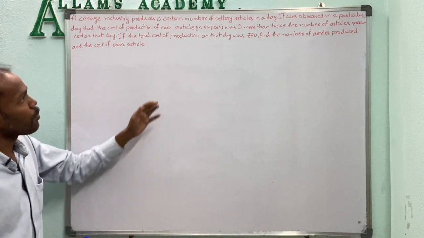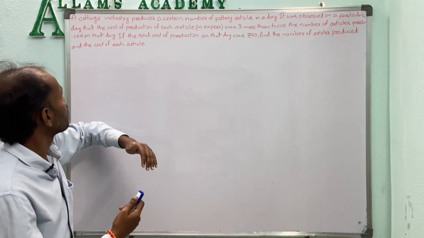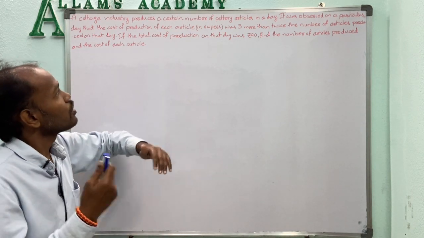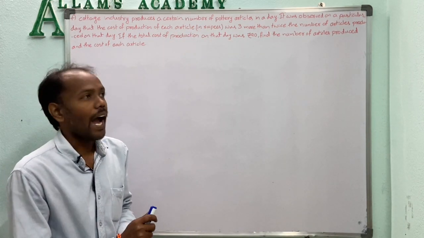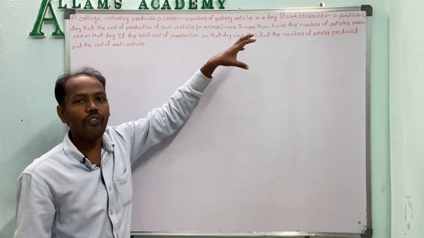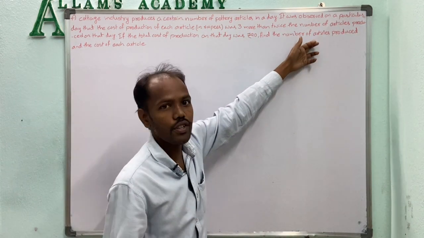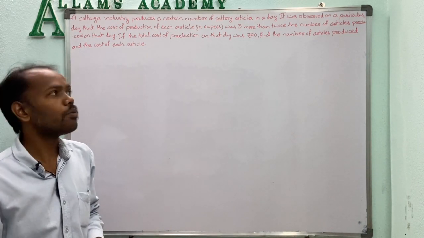So here pottery articles are prepared. So in that day, how many were prepared? The cost is 3 more than twice that number. And in a day they earned rupees 90. Then find how many articles are produced and what the rate of each article is.